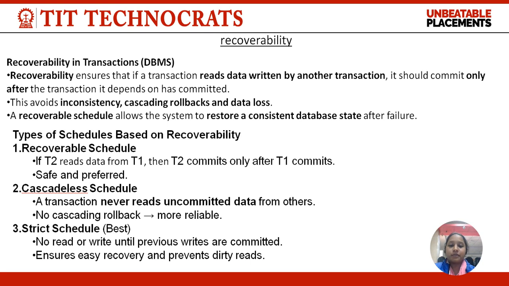Types of recoverable schedules. There are three types of recoverable schedules. First is recoverable, where dependent transactions commit in order. And second is cascadeless, where transactions never read uncommitted data. And third is strict, where no reads or writes are allowed on an item modified by an uncommitted transaction. This is the safest form.